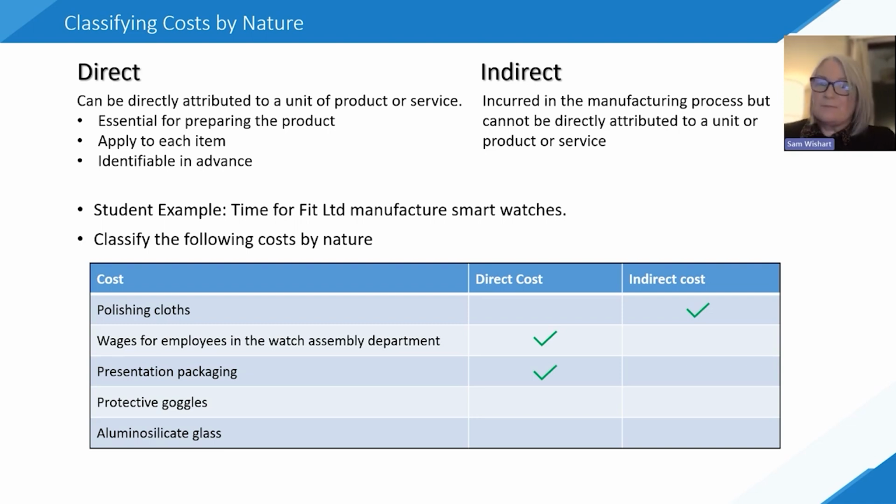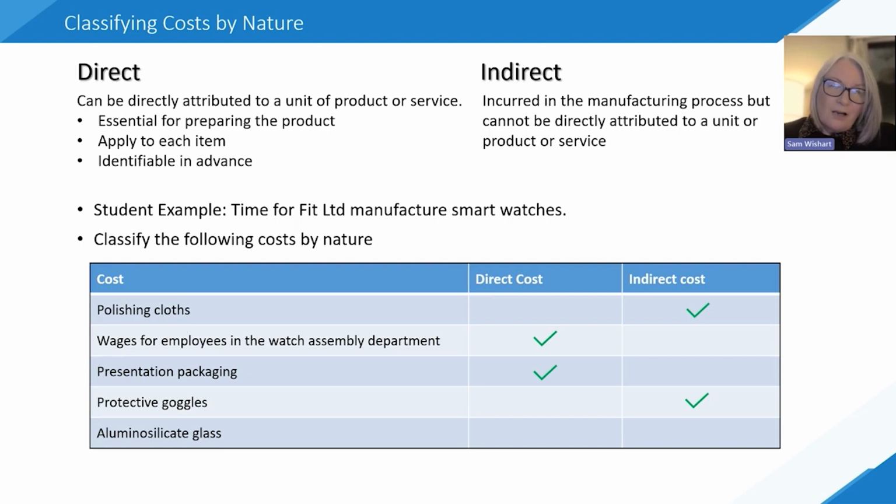Okay, what about the protective goggles? Do we think that's a direct or indirect cost? Yeah, indirect cost. It's a bit like the polishing cloths. We don't know how often those goggles will be worn. We can't really predict the cost of them and how much that cost will relate to each smartwatch that's produced.